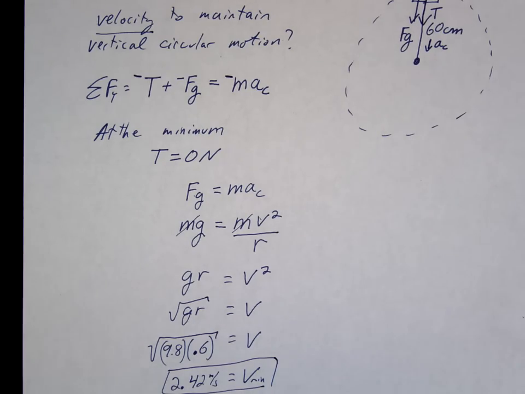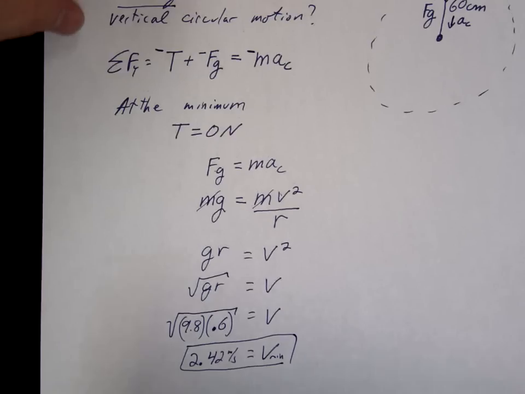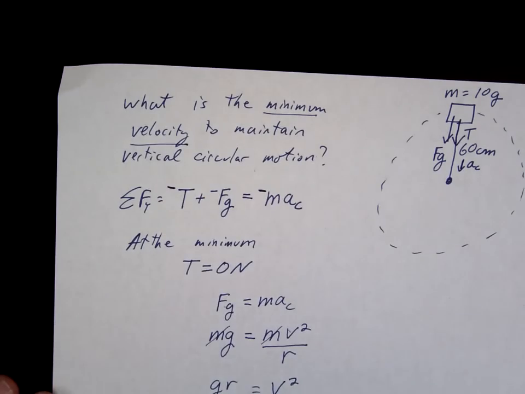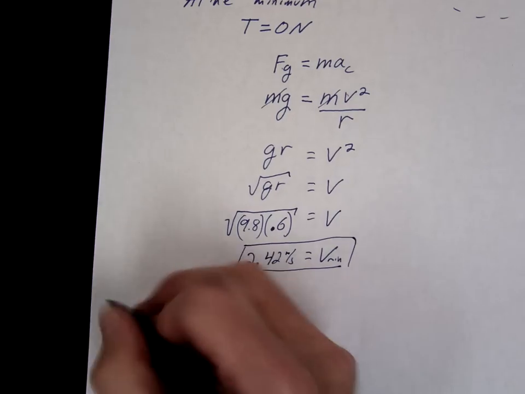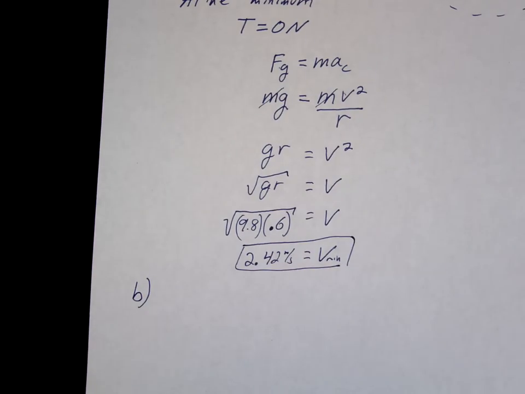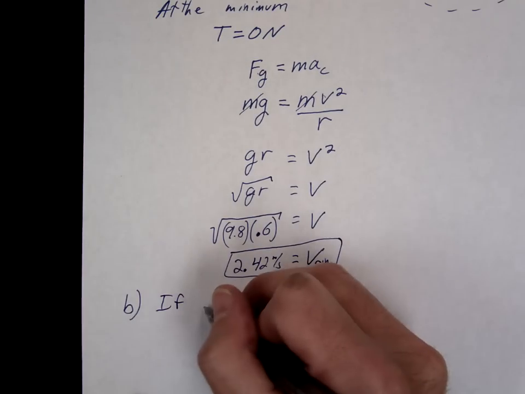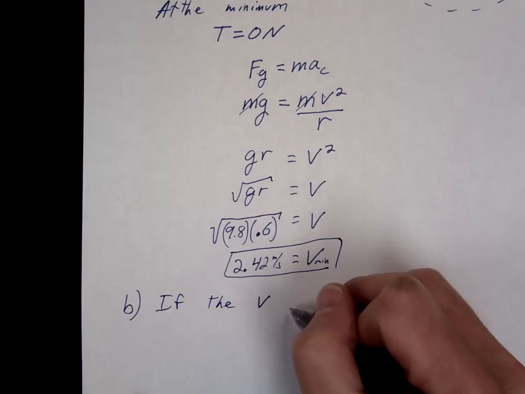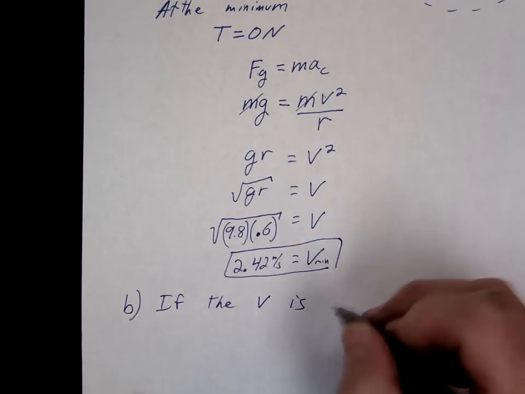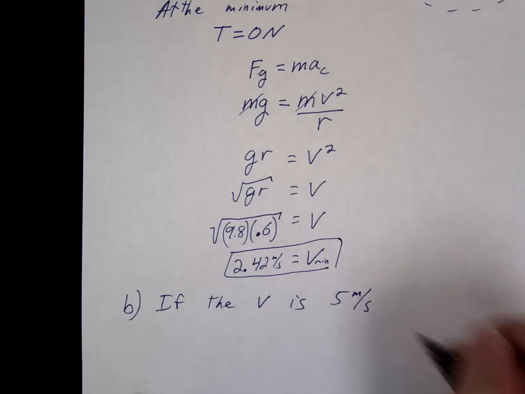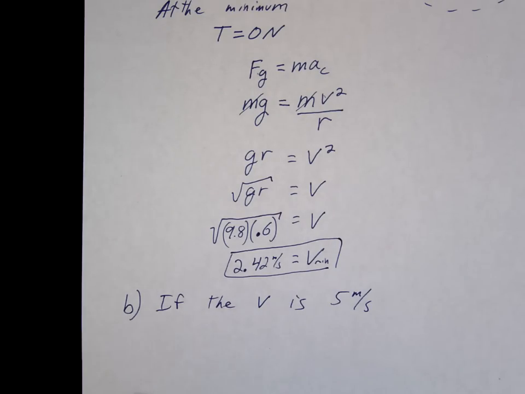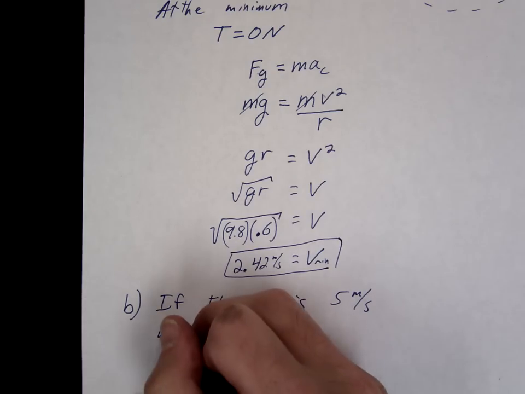All right, I'm just going to ask two more things with this question. We're going to expand it, so we can call this A. Let's call this B. Let's say the velocity is 5, so we're good, right? We're going to make it around the loop. What is the tension at the top?